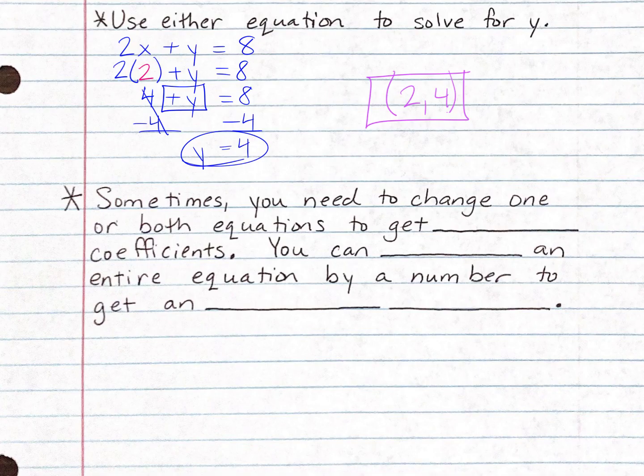Sometimes you need to change one or both equations to get opposite coefficients. You can multiply an entire equation by a number to get an equivalent equation.